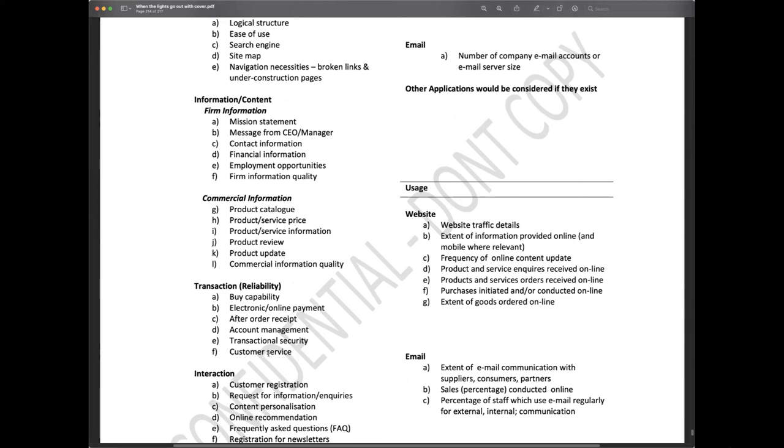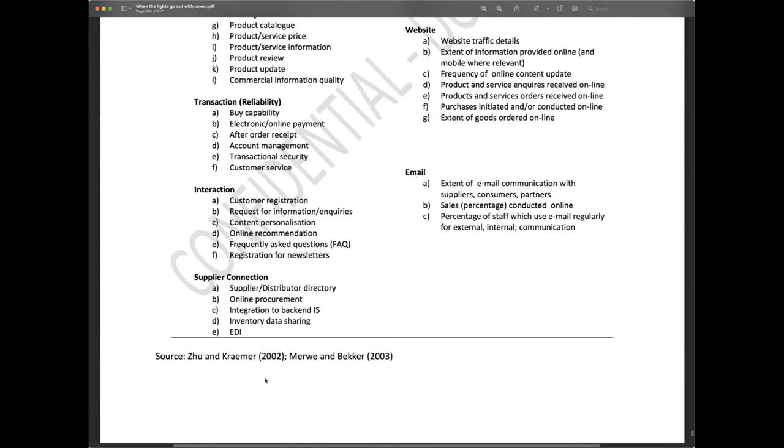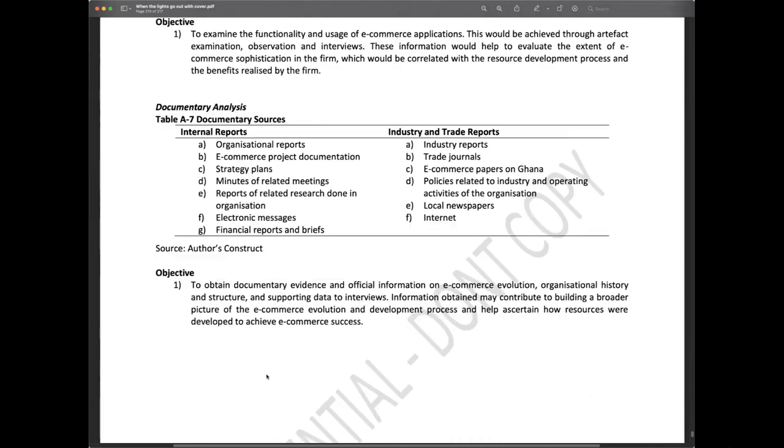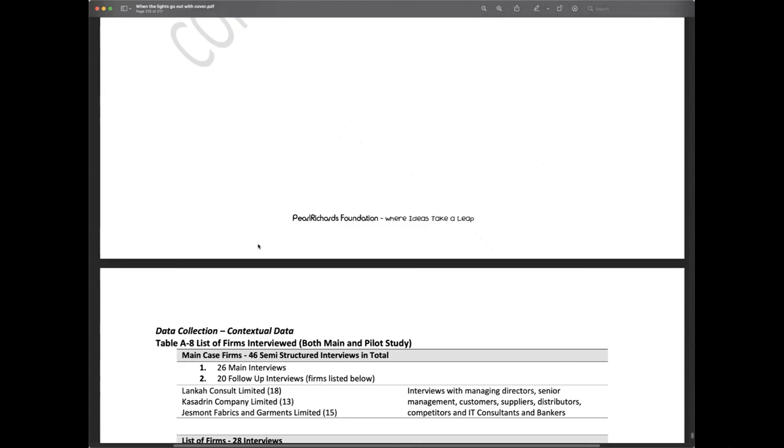Okay, so you have got the different capabilities that can be offered on the website, all put together. Then the documents: what kind of documentary analysis, internal reports, and then trade reports or industry reports? And why are you using those ones, documentary analysis?